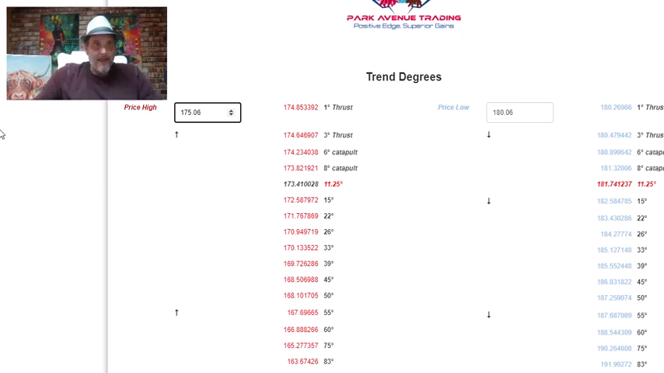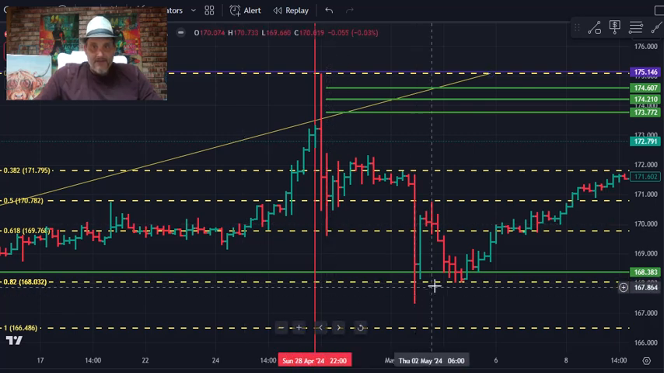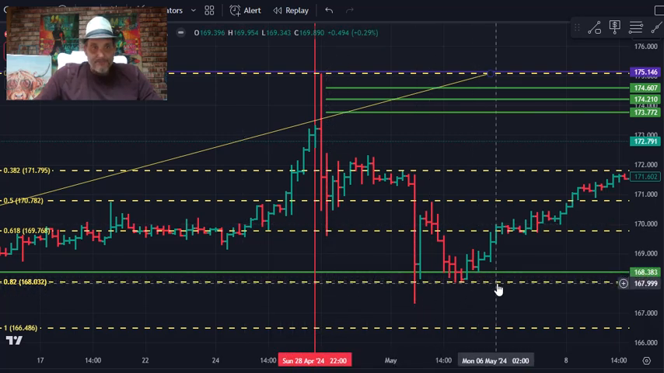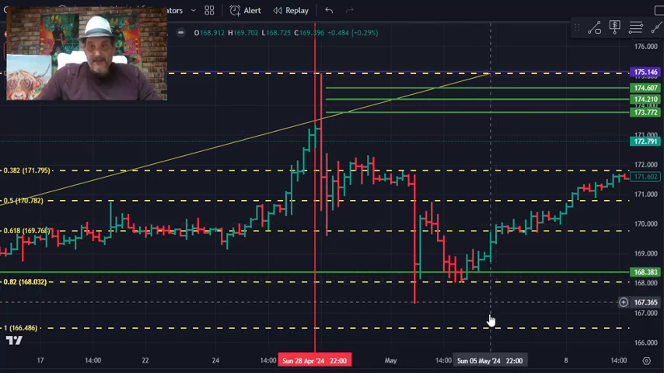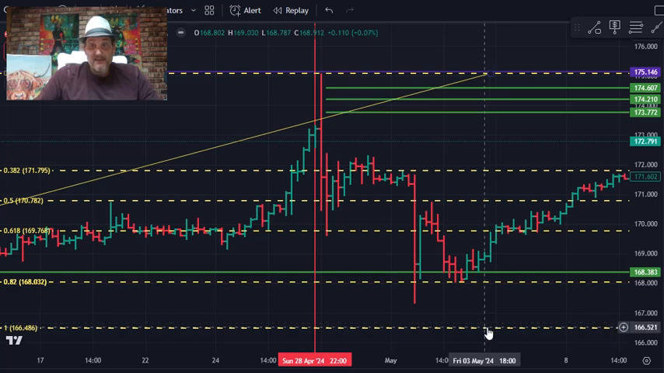So if I go back to my fib levels, I got 167.99, and I got one down here, 166.52. So therefore, those levels are falling within those points. So what do we do with that?